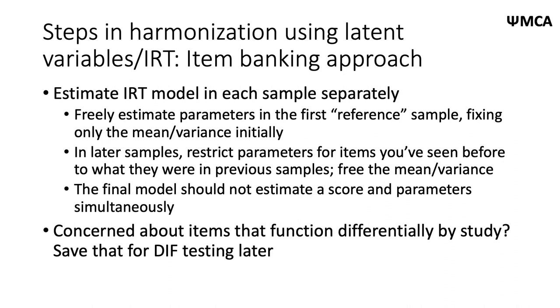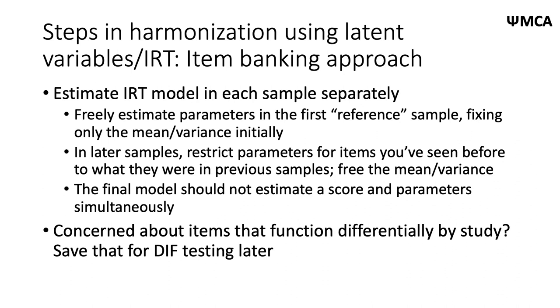After we've built our indicators and put them into our data set, we estimate an IRT model in each sample separately. In your first reference sample, let's say, we freely estimate all the parameters, fixing only the mean and the variance of your IRT model at the outset. This first reference sample is kind of like the scaling sample. Every other data set is ultimately going to be scaled to this sample. And again, as I mentioned earlier, in latent variable space there's no natural scaling, so we've got to pick something. And we can have conversations about what reference we do pick.